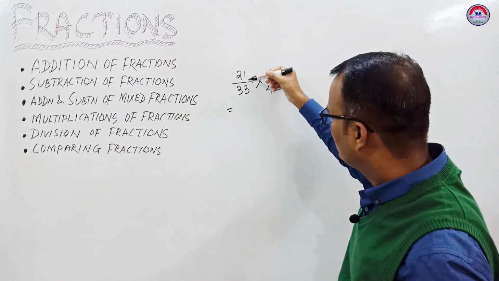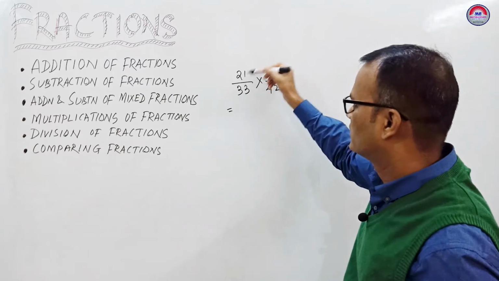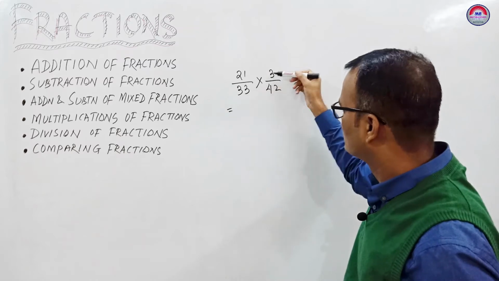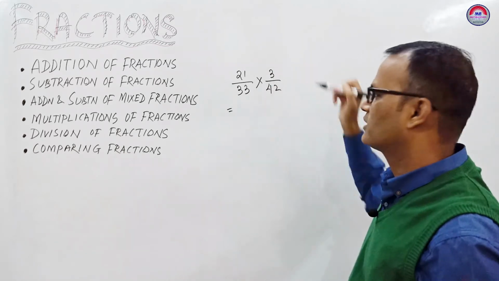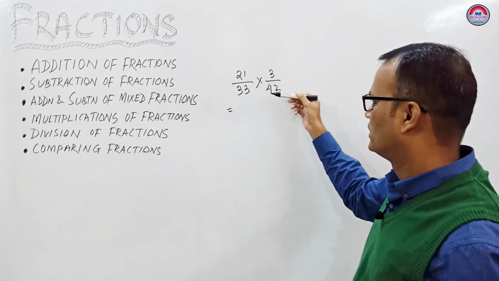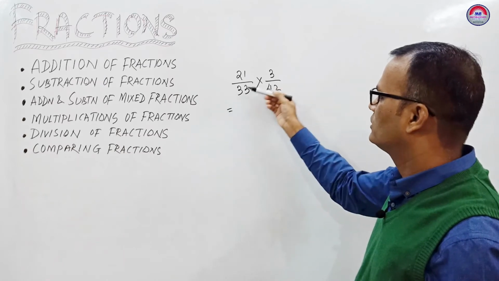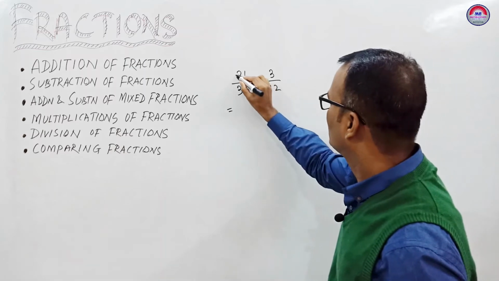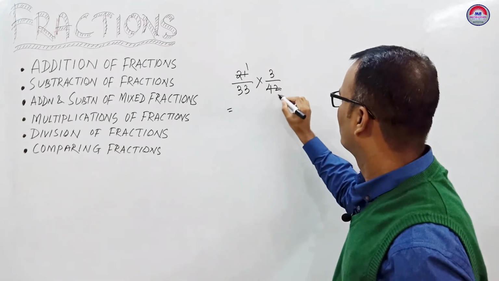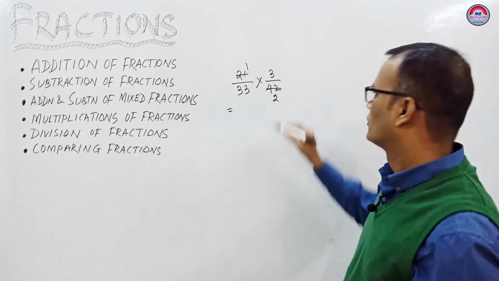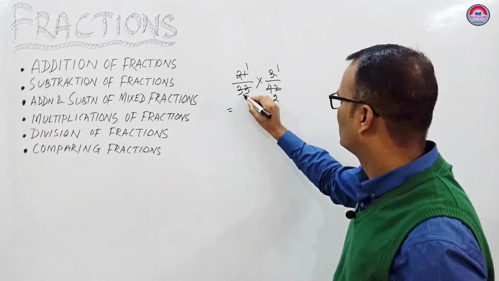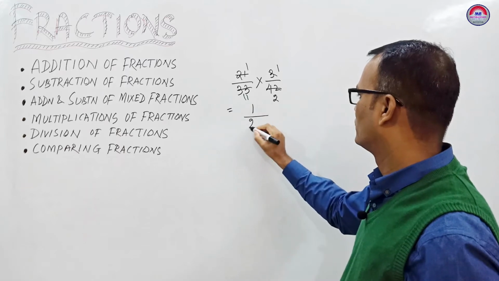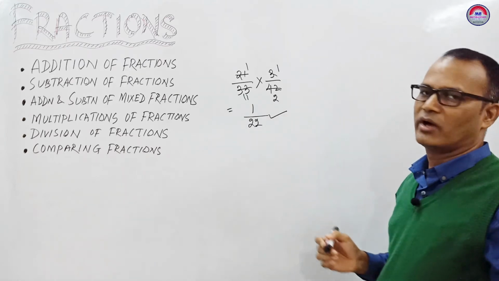You see, if there are common factors here, then you can cancel this one. This way or this way you can cancel, or this way you can cancel, and this way you can cancel. Numerator with any denominator, numerator with any denominator we can cancel. So you see 21 1s are 21, 21 2s are 42. Again 3 1s are 3, 3 11s are 33. So 1 into 1 is 1, 11 into 2 is 22. So our answer is 1 by 22.